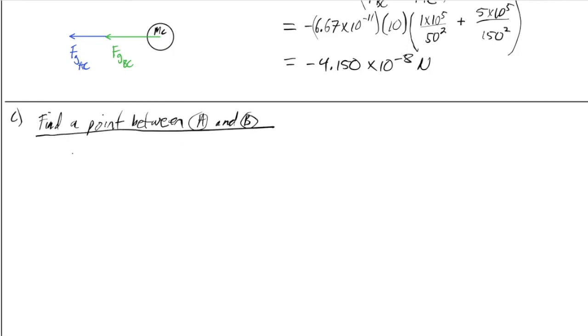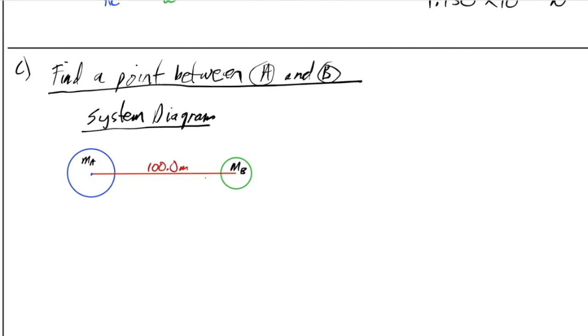So let's draw the system diagram now. With this setup, MA and MB, the two asteroids, are still located 100 meters apart. The next question is, where do we place our third object, MC, so that F net is equal to 0? For that to occur, the force from A must be balanced out by the force from B.